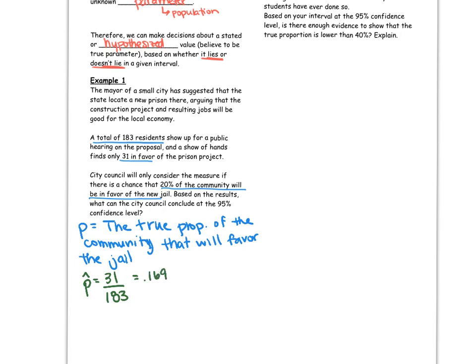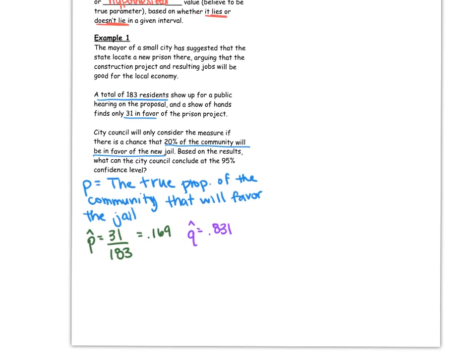0.169 favor the jail. What proportion of people do not favor the jail in that sample? The rest of them. How would you find that? 1 minus that. What do we call 1 minus that? That's Q hat. Q hat is equal to 1 minus 0.169, which is 0.831. How did I get 0.831? 1 minus 0.169.